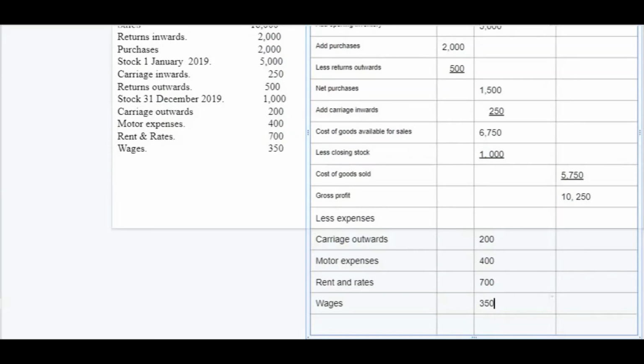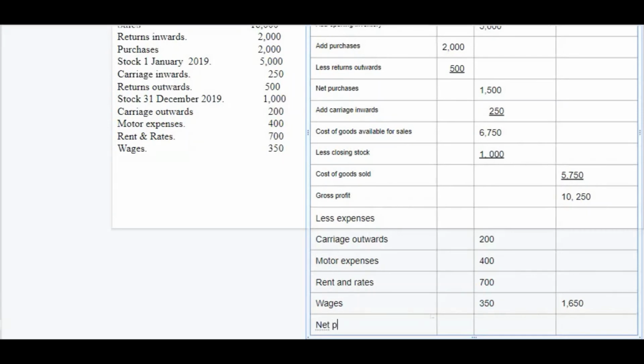So we have 200, 400, 700, and 350, which will give us a total of 1650. Total of 1650. So let's underline here to show that we add up all our expenses. So our total expense in this scenario is 1650. So to find net profit, you add your expenses and then you take it away from the gross profit, and that will give you your net profit.